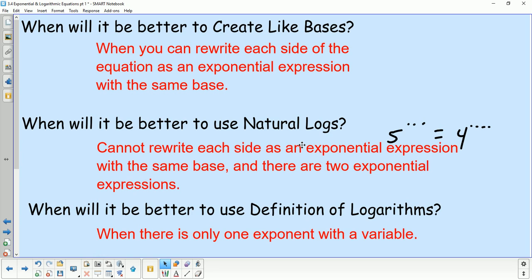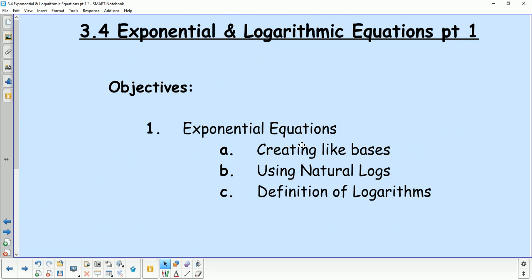Okay, so that is your 3 ways: like bases, natural logs, or definitional logs, and when you would want to try to use each. If you can use definitional logs, and we practice going back and forth between exponential form and log form, that's the best time to use that one. The other ones, when you cannot, or when you have variables in multiple exponents, that's when we would need to use those.